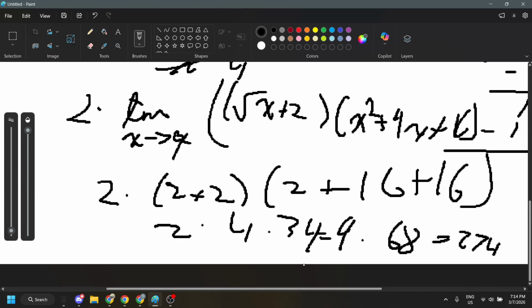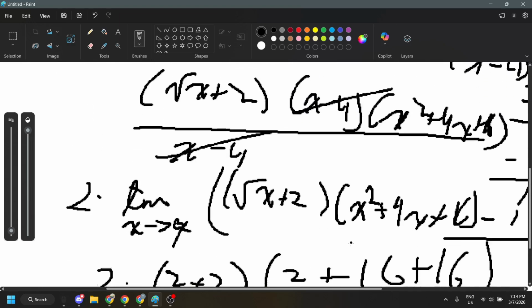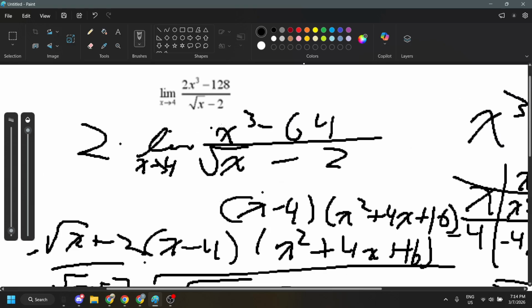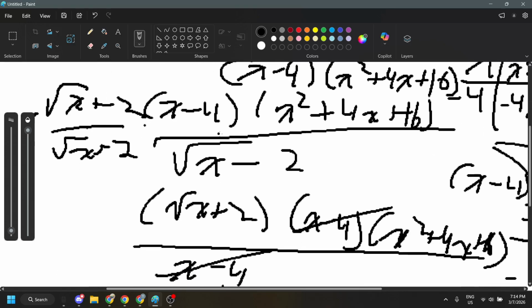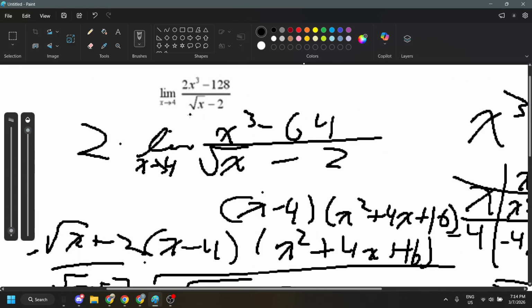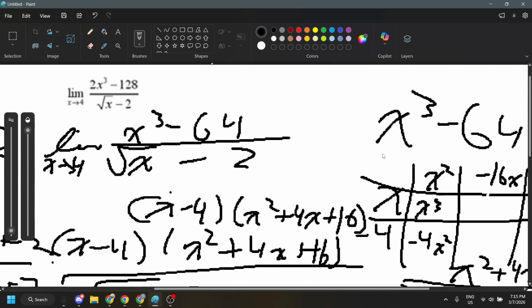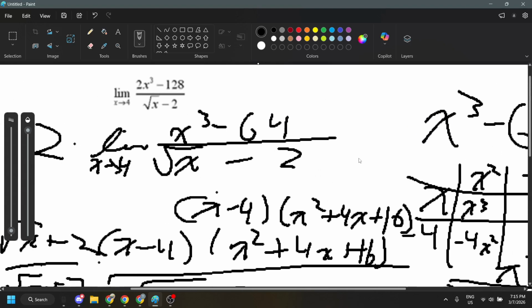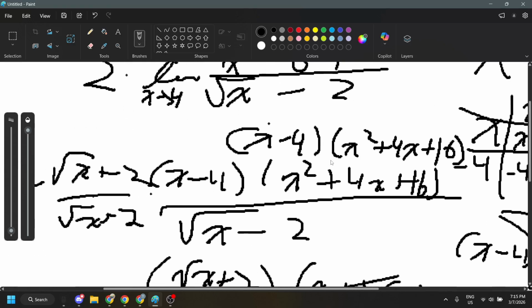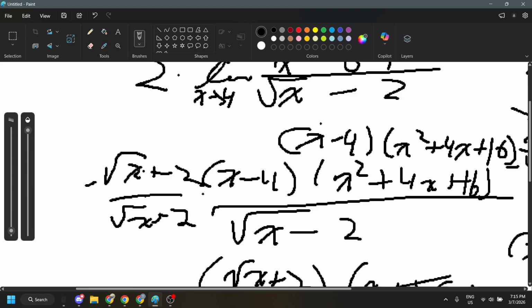Let me check. So we take 2 out, difference of squares. We get this, which makes sense, and then we have this on the denominator. Multiply by this and this.